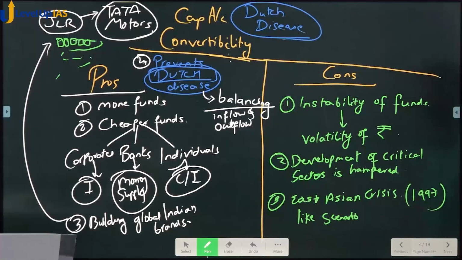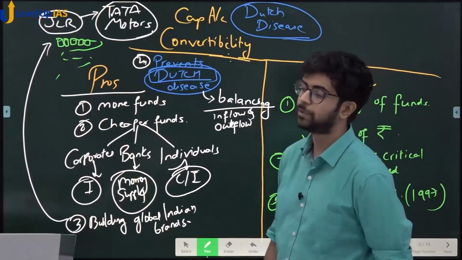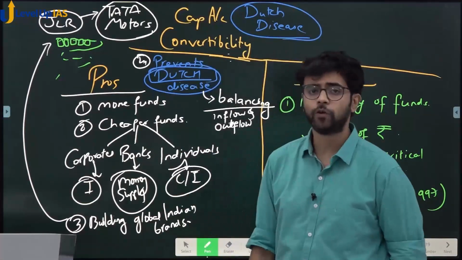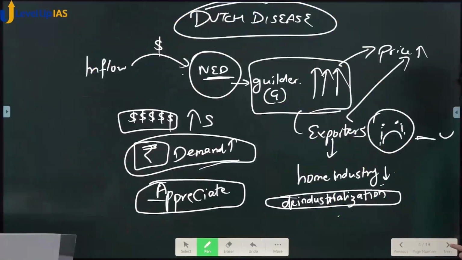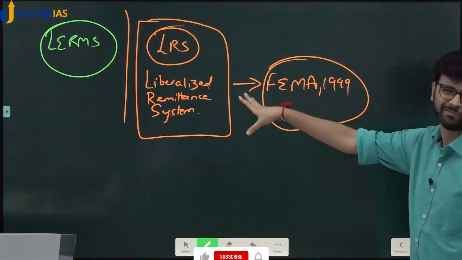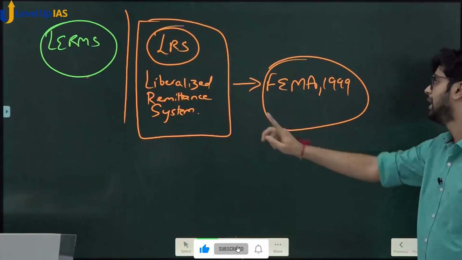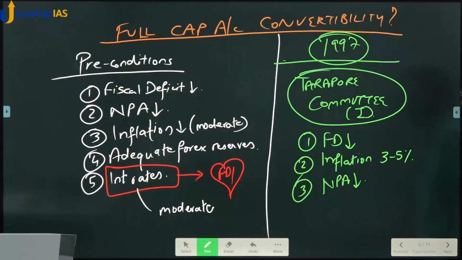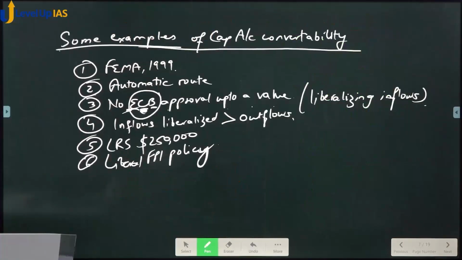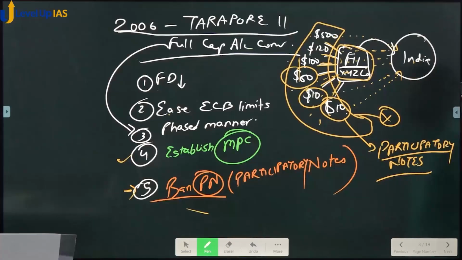We saw an East Asian crisis like scenario also, where your home currency loses its value or depreciates because your foreign inflow has now turned into outflow, right? Then Dutch disease is done. Then we have the difference. See, this is a very small trivia type thing, but I thought I should let you know. LRS and LERMS are two different things. Then what about full capital account convertibility? There are some preconditions which are required. The Tarapore committee also said these are the conditions. Some examples of what we have done on capital account convertibility. Then we saw Tarapore 2 also. We saw participatory notes also. We saw what is required. Most of the things we are already doing or have already done.